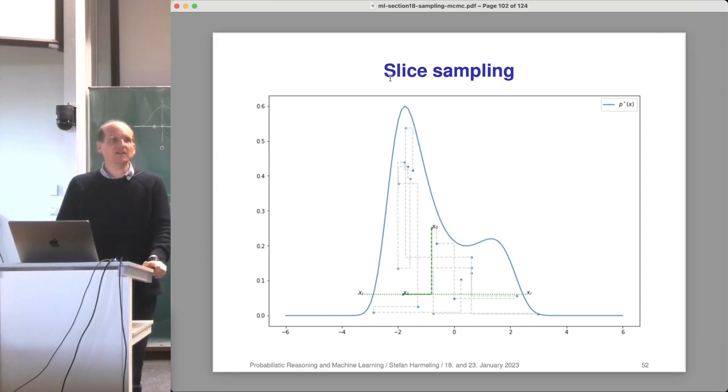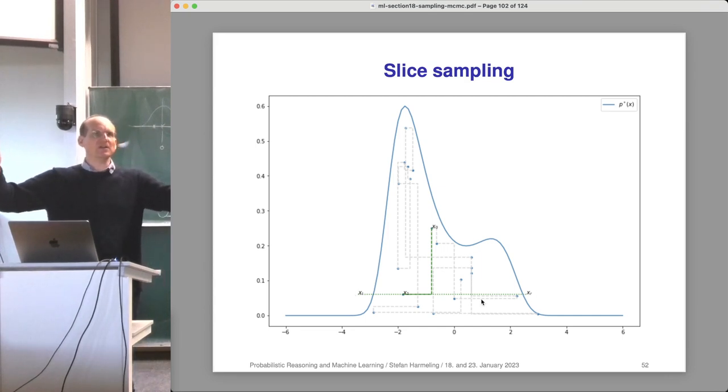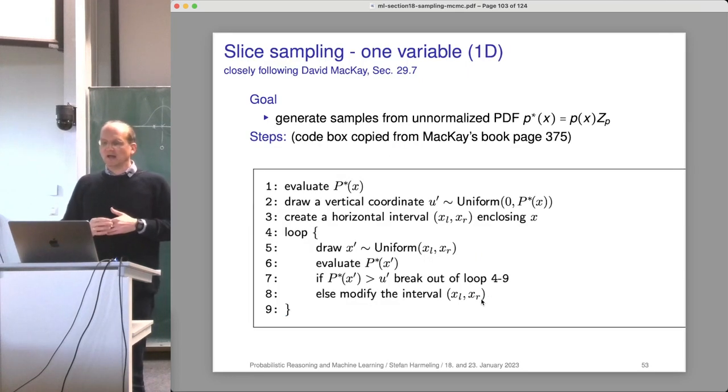And why is it called slice sampling? Because I'm always having a slice like this, and from this slice, horizontally, I'm uniformly sampling. Okay, so that's what I'm doing. So here comes the algorithm. I copied it from David MacKay's excellent book, so you can read more about it in section 29.7. And the code goes like this.